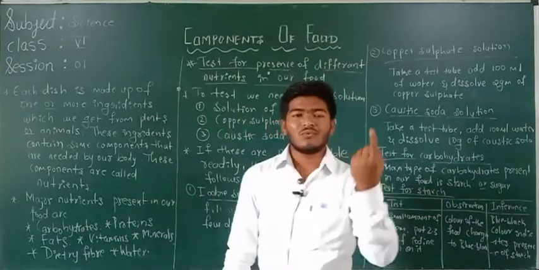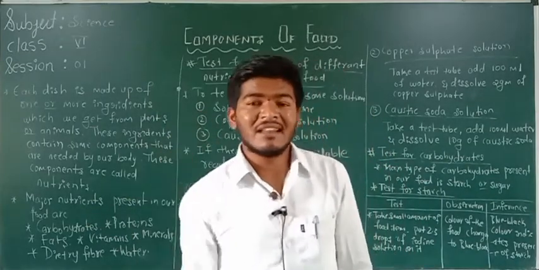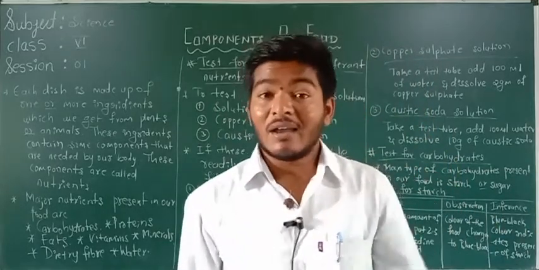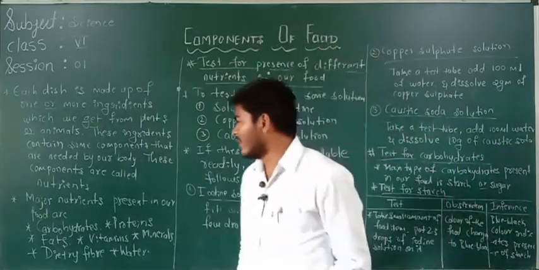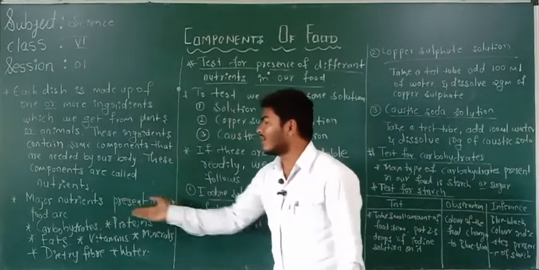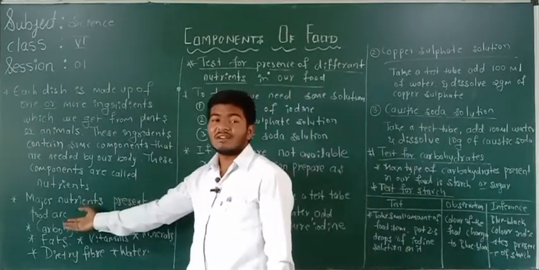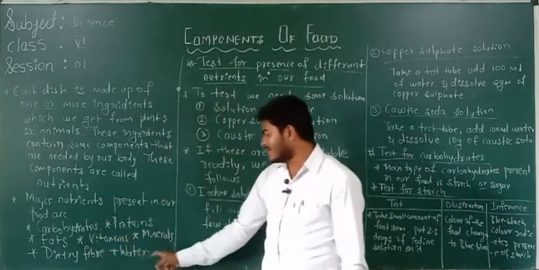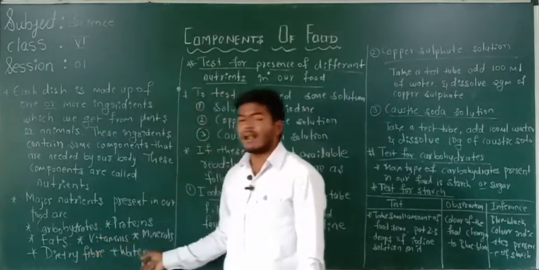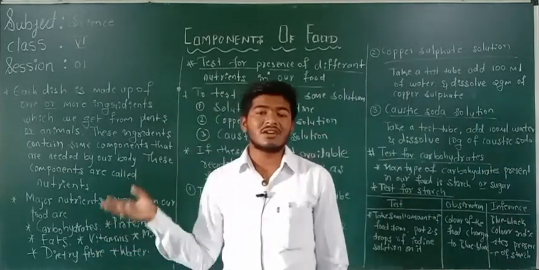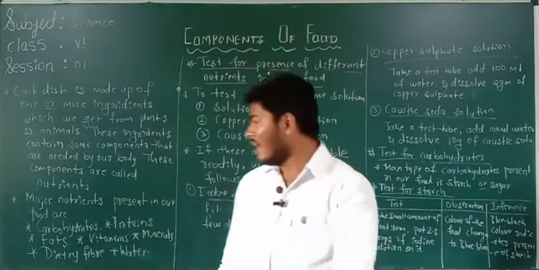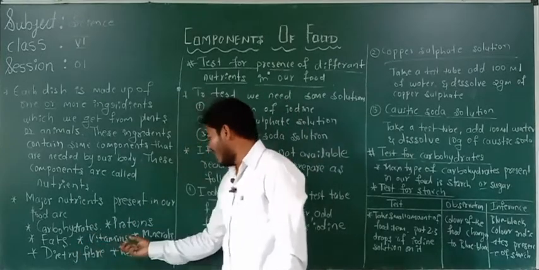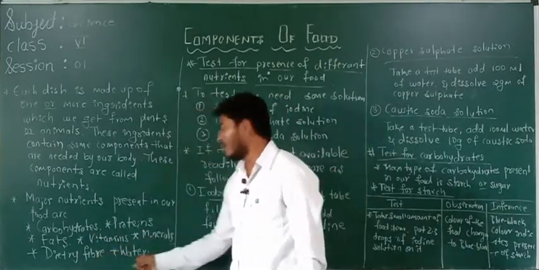Then the question arises in your mind: is only one nutrient present? Does one food contain only one nutrient or two nutrients? Let us study what it is about. The major nutrients present in our food are carbohydrates, proteins, fats, vitamins, minerals, dietary fibers and water. These are the major nutrients present in our food.